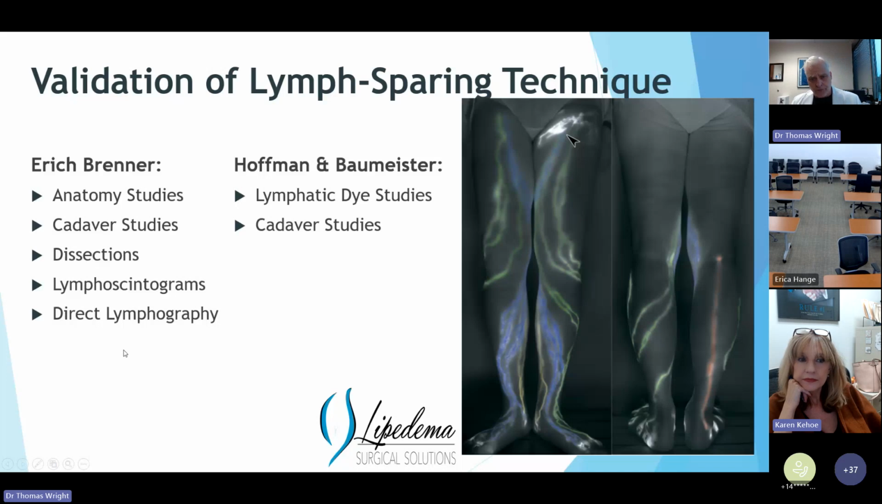These studies were done, so this is an ICG direct lymphography. They also did cadaver studies and dissections, and lymphoscintigrams, and showed that these major lymphatic collectors are tolerant as long as you do not transect them with crisscross cannula strokes, and they remain intact. However, they can be disrupted by crisscross techniques.